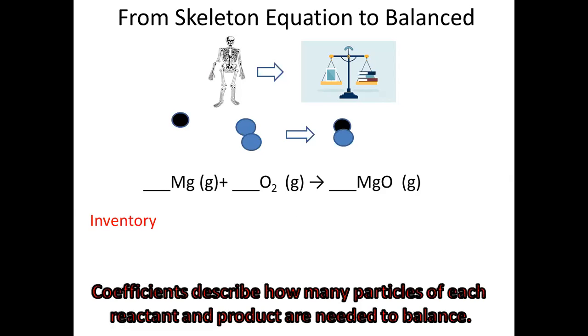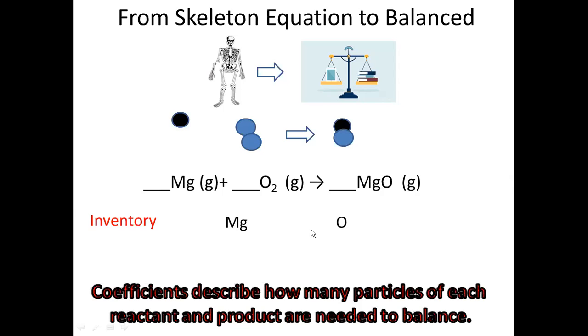This is a simple reaction involving only 2 elements, magnesium and oxygen. So down here below the skeleton equation, I like to create a little inventory when we first learn this. So our inventory includes magnesium and oxygen. These are the 2 elements.